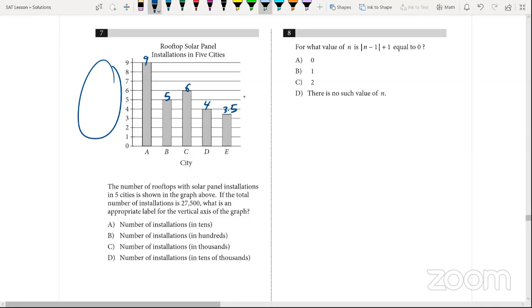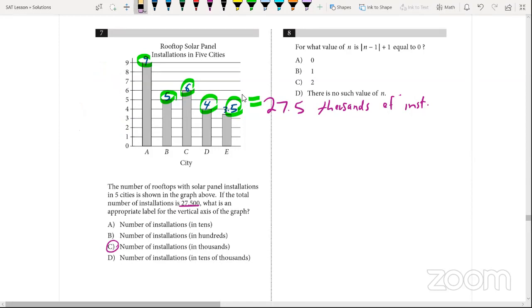So all of these numbers here add up to 27.5. And so 27,500. So it's 27.5 thousands. And what did we have 27.5 thousands of? Installations. So what's the unit here? It's the number of thousands of installations, which is choice C for number 7. Going to number 8 now.